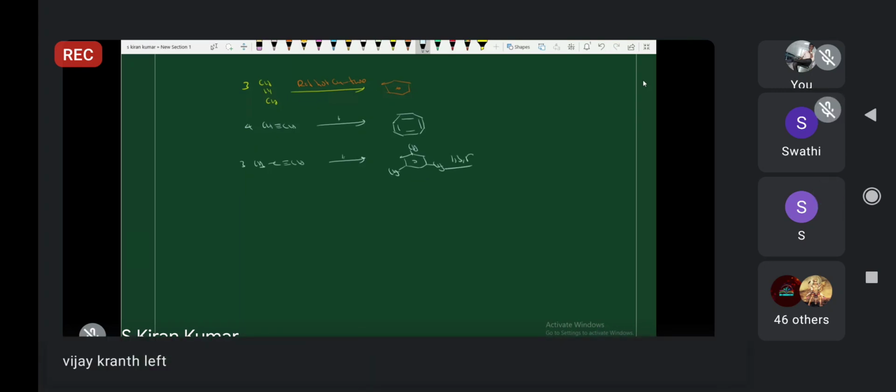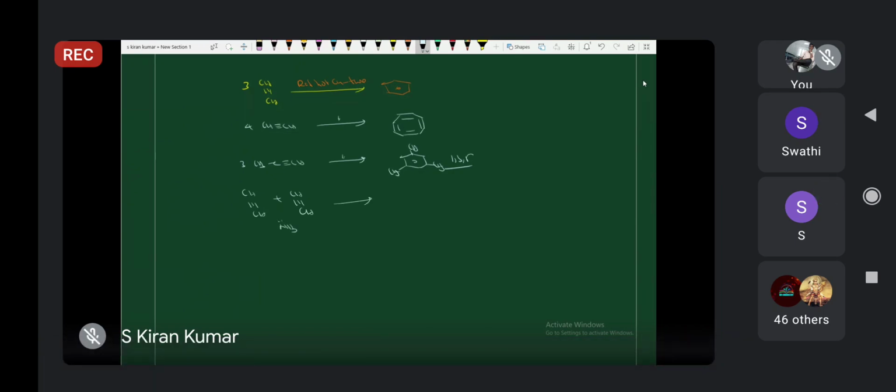2 moles of acetylene plus ammonia gives pyridine. Ammonia, with 4 carbons, gives pyrrole, same red hot copper tube. 2 moles of acetylene plus HCl gives pyridine. In this case, we are getting the pyridine. All these are cyclic polymerization reactions.